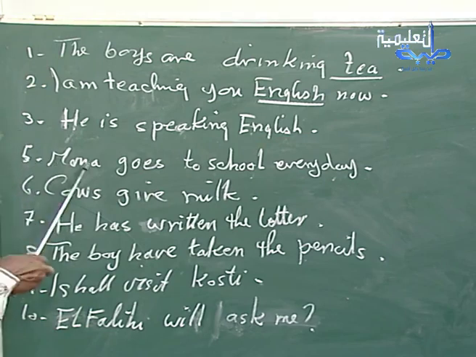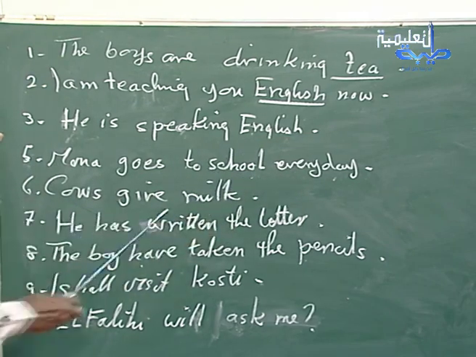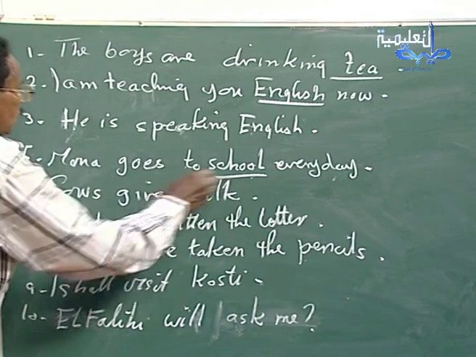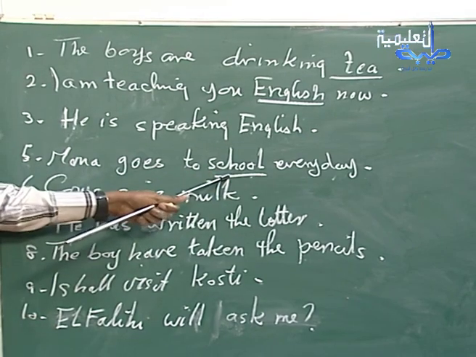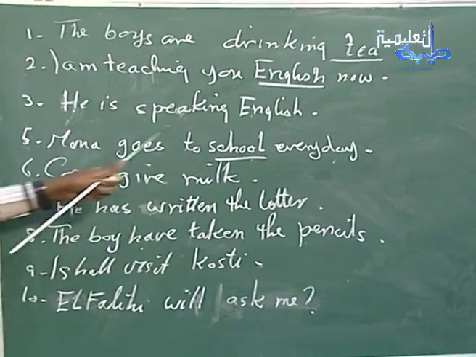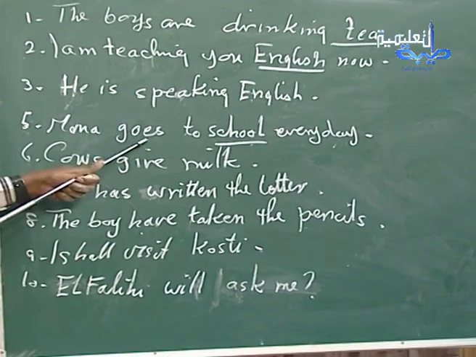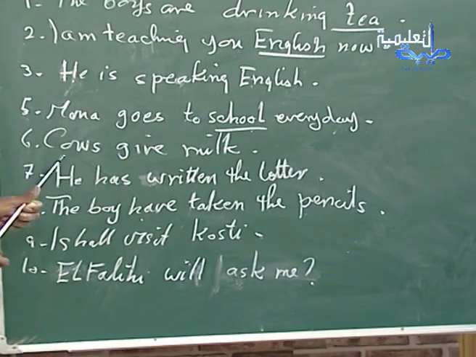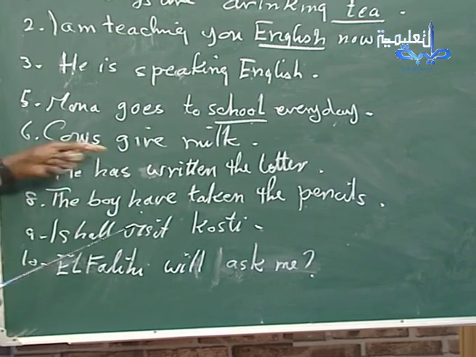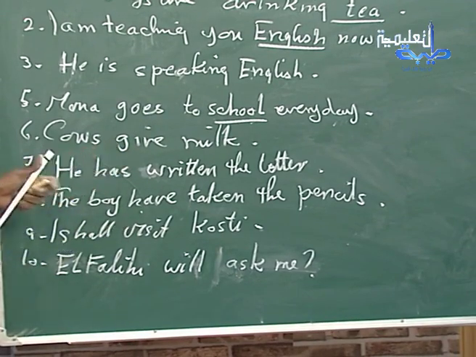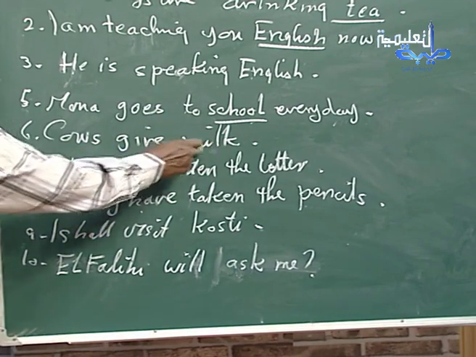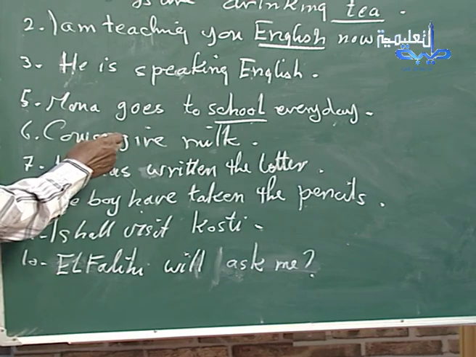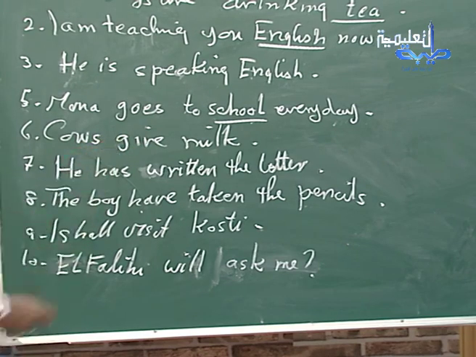Here, Muna goes to school every day. The school is the object. We say the school, this is present simple, is gone to every day. Cows give us milk. Also this is the present simple. We say milk is given. Milk is given, the past participle of give.